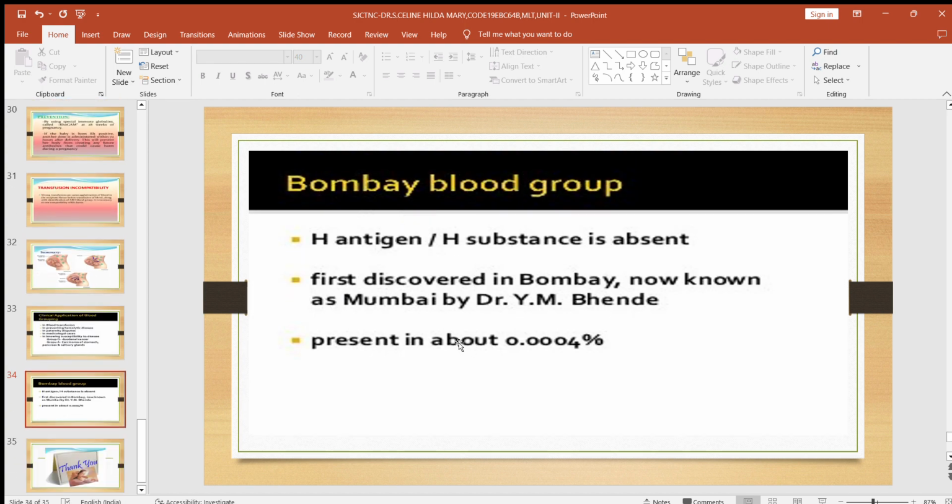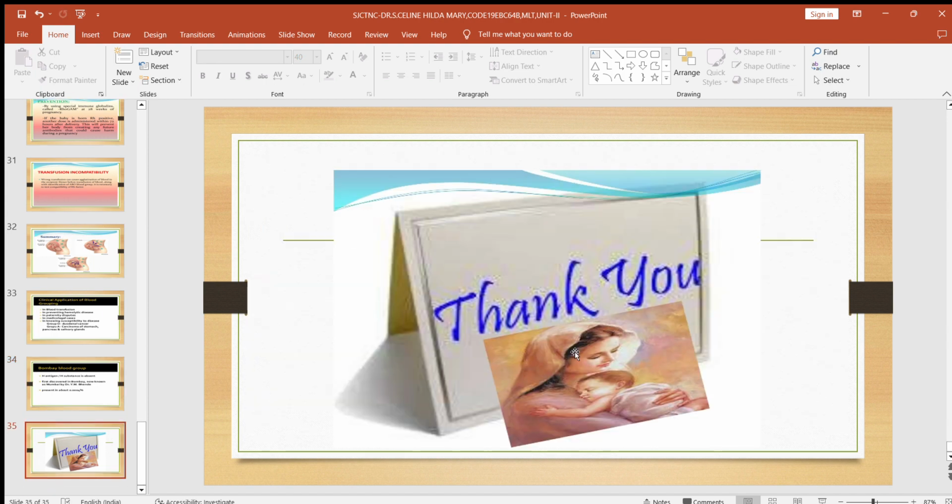Next one is the Bombay blood group. The Bombay blood group is the one which was discovered in Bombay. That means here the H antigen or H substance is absent. The deficiency of the H antigen was discovered in Bombay by Dr. Y.M. Bhende. So this blood group is known as the Bombay blood group, which is present in only about 0.0004%. That's all about the classification of the different types of blood group and RH factor.